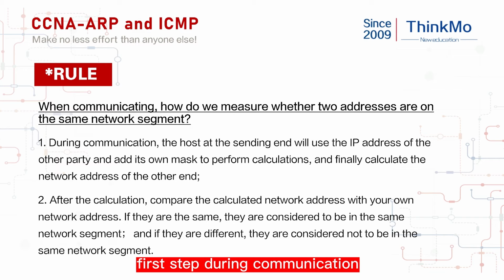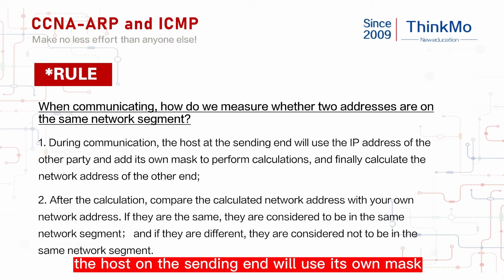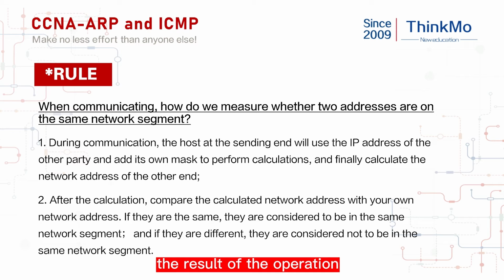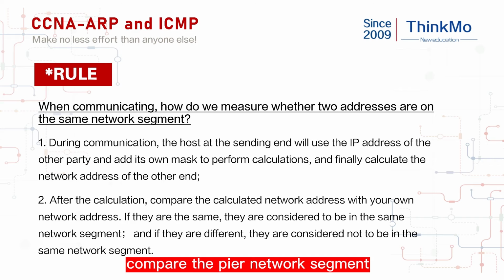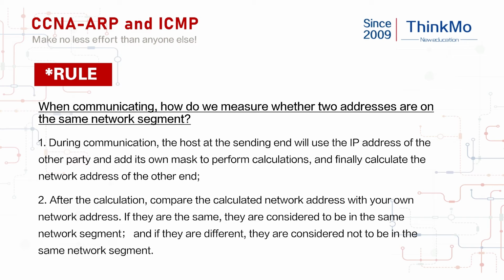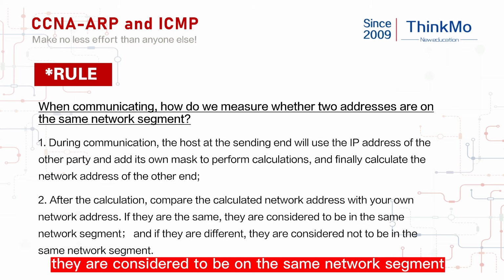First step. During communication, PC1 is now called the sender. It is sending data externally. The host on the sending end will use its own mask and AND it with the IP address of the other party for calculation. The result of the operation is the network segment, the network address, of the peer end. After calculation, compare the peer network segment with your own network segment. If consistent, then the message will be sent. That is, if they are consistent, they are considered to be on the same network segment.